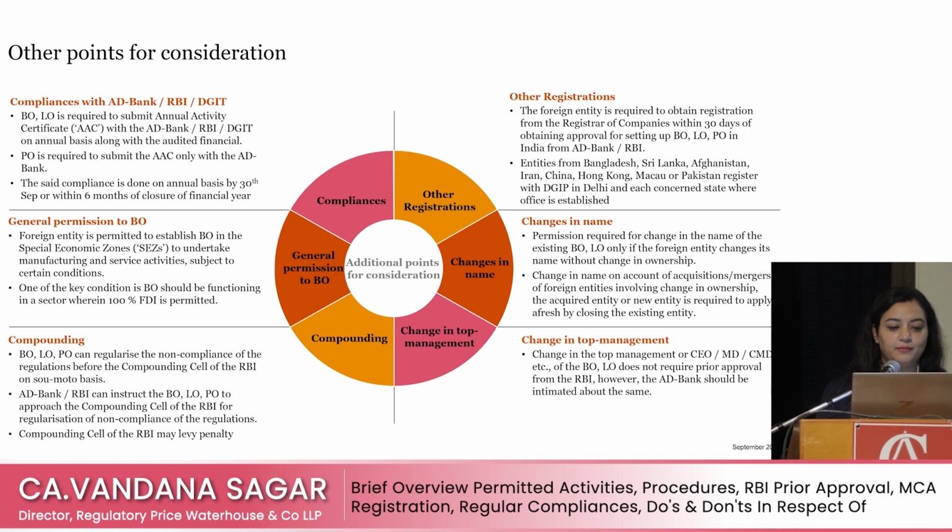And for branch offices coming from foreign entities from land bordering countries, they also have to make a registration with the DGIP in Delhi and also make an annual filing. In addition, there is an annual filing for LO, PO. PO has to submit an annual activity certificate, whereas a BO and a LO have to submit an AAC in the prescribed form at the end of the financial year, submitting their financial performance basically.